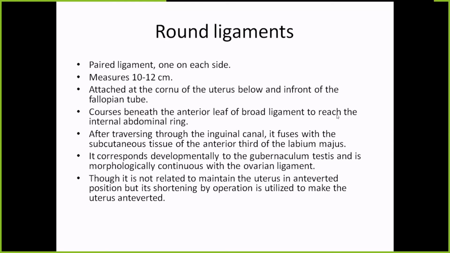So, round ligament: its origin is from the cornua of the uterus. Insertion is the anterolateral part of the labia majora. And what is its length? It is 10 to 12 centimeters.